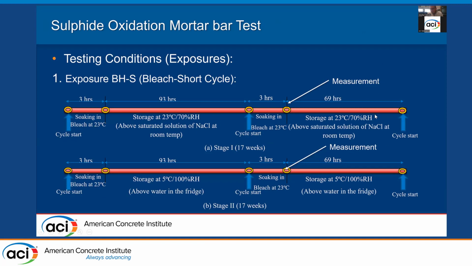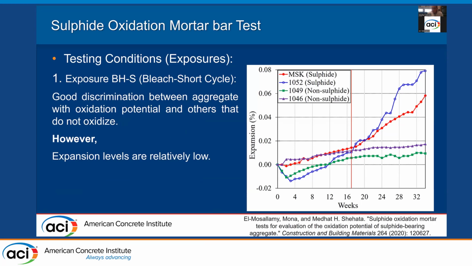So again, the bar chart is the same. This is the one with the bleach, but at 23 and 70% humidity instead of 80-80. So 23 and 70, and here 23, 70, and the second phase at 5 degrees Celsius and 100% humidity. Then we looked at the expansion, and the green one was the aggregate that showed high expansion at high temperature. Now you can see that it's very flat, no oxidation. Here, we didn't see expansion due to oxidation.